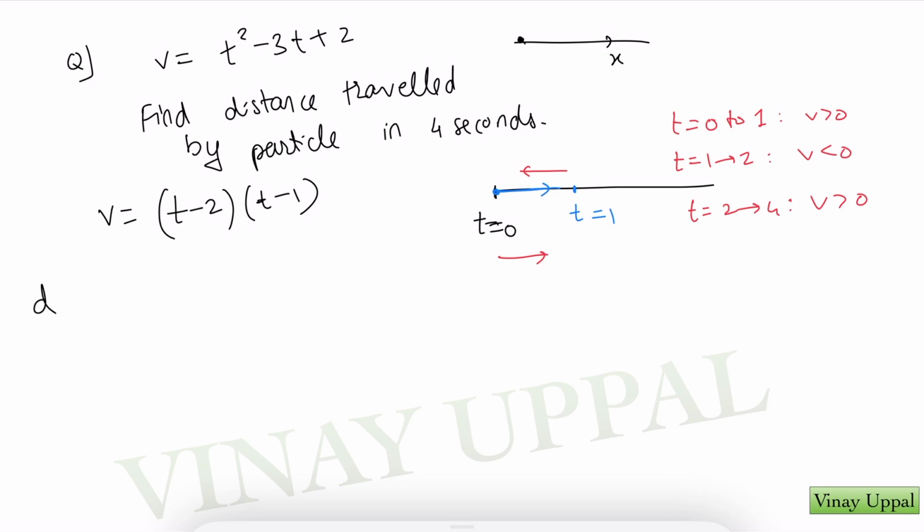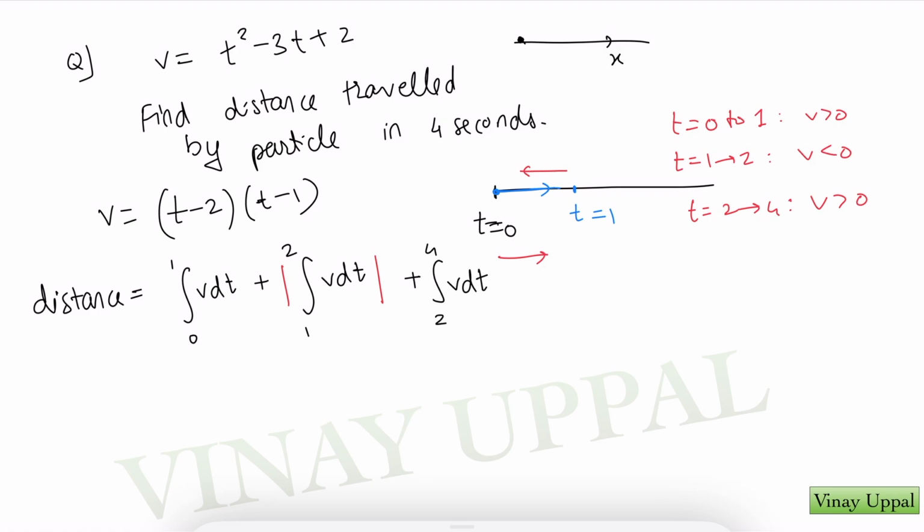Alright, so the distance traveled would be, I will write integral v dt from 0 to 1 plus, when I write integral v dt from 1 to 2, like I said, this is the displacement from 1 to 2, that will be negative. So I'll have to, because I want to find the total distance, I'll have to take the magnitude of this. Plus 2 to 4 v dt.